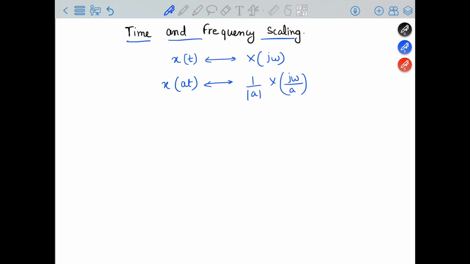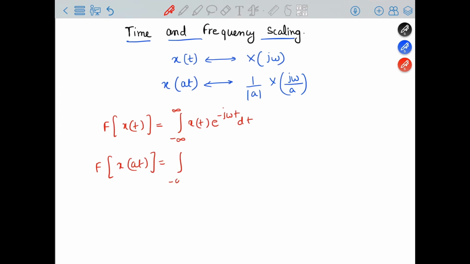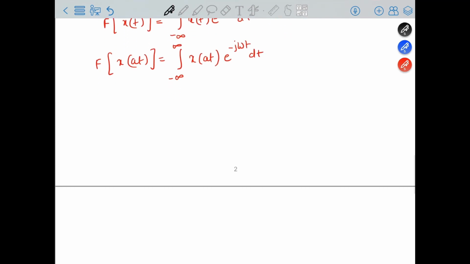So let's see how it is derived. We have our expression for the Fourier transform of x(t), which is the integration from minus infinity to infinity of x(t) e raised to the power minus j omega t dt. Now we scale our input with a factor a. So what will the Fourier transform be? We have the integral from minus infinity to infinity of x(at) e raised to the power minus j omega t dt. In the next step, we will replace at with a factor tau.